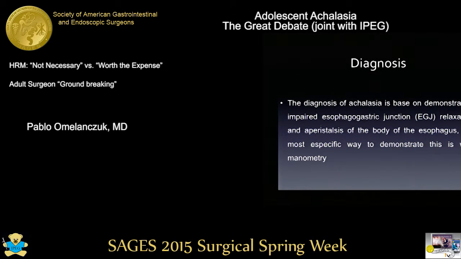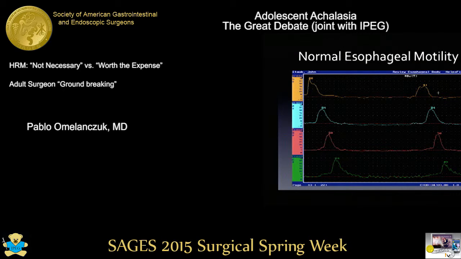The diagnosis of achalasia is based on demonstrating the impaired esophagogastric junction relaxation and the aperistalsis of the body of the esophagus, and the most specific way to demonstrate this is with manometry. Actually, we can do it in two ways, with the classic manometry and the high-resolution manometry. This is a typical tracing of a classic manometry with a water perfusion system. This is probably the oldest system, but the idea here is to show that we can get enough information from this type of manometry that we get from the high-resolution manometry.